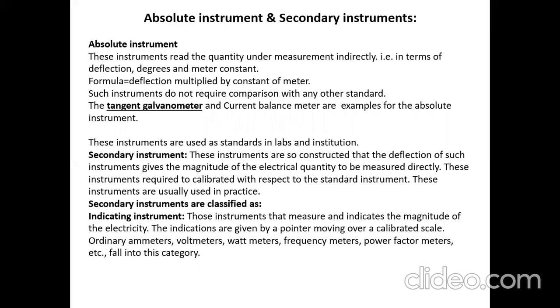The classification of instruments, that is, absolute instrument and secondary instrument. The absolute instrument does not measure any quantity. This will be used only for detection purposes. This instrument reads the quantity under measurement directly.